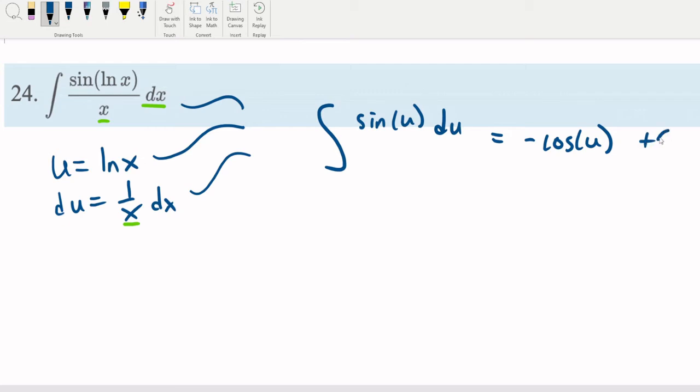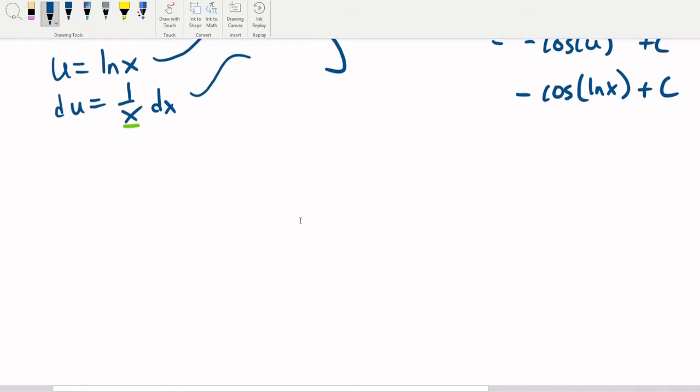Plus c. And then let's go back to x. Boom. All good. There you go. So just find the function inside another, give that a shot as your u, take the derivative, and just see what happens. And your goal is to get into this nicer function in here to take the antiderivative of.